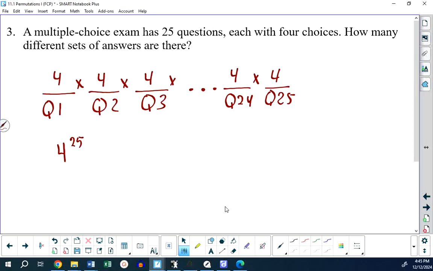And it doesn't help us to try to put that into a calculator. Even if your calculator can get the value of that, it's probably going to be something so large that makes it unfathomable to us in terms of what it means. It's a huge, huge number. So the answer to number 3 is 4 to the 25.